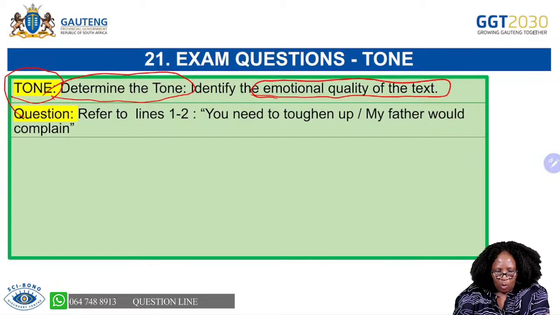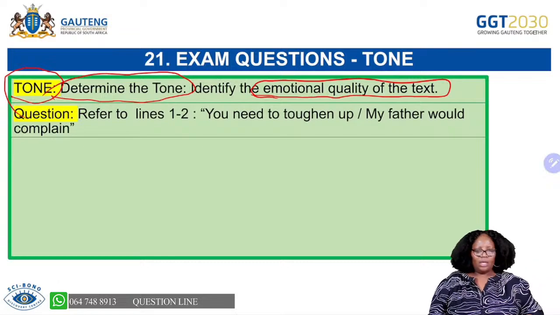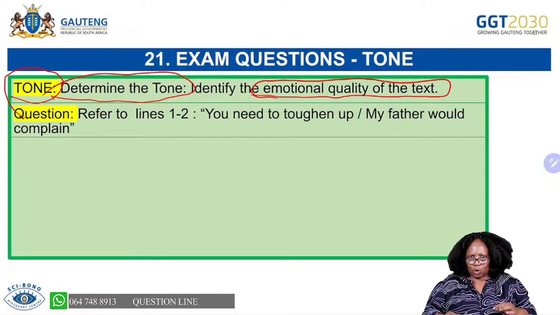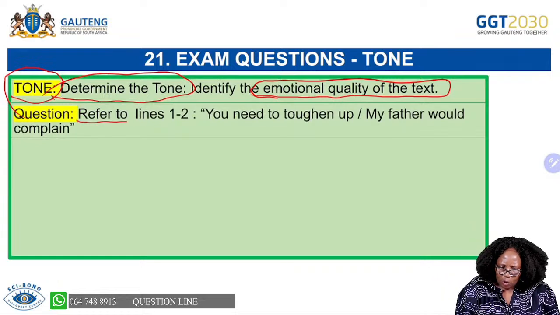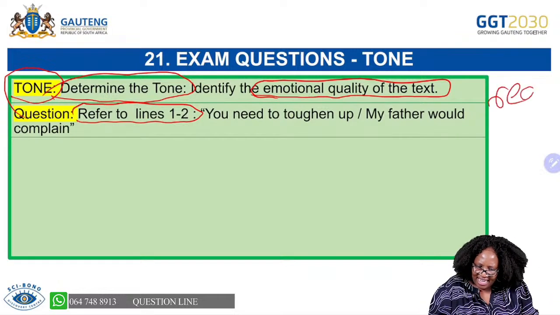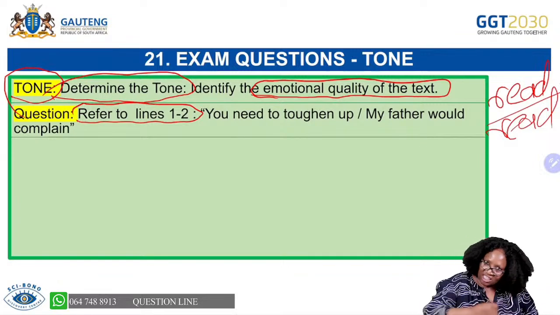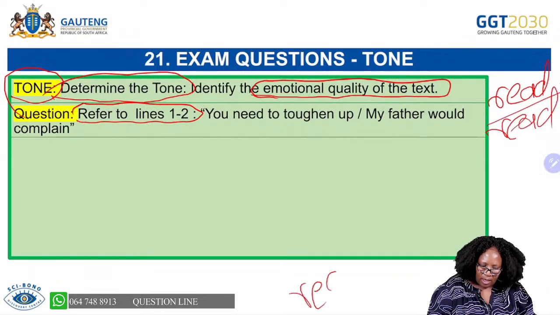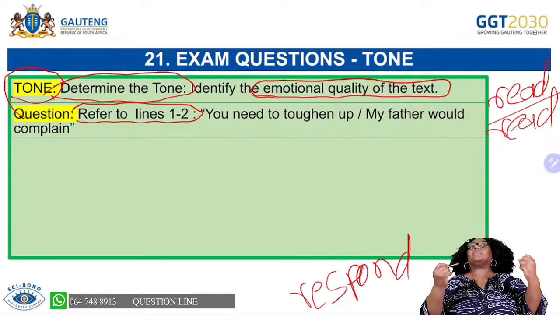In the exam, we will ask you, refer to lines 1 to 2. Let's read lines 1 to 2, and every time, boys and girls, you are asked to refer to certain lines, you go back and read those lines. You must read, and we're going to read again, and then make sense of what we're reading, and then respond to the questions.